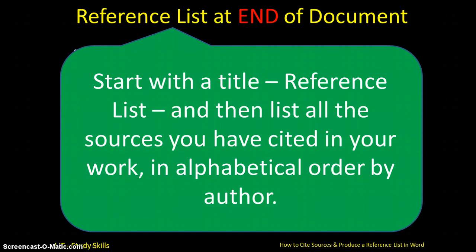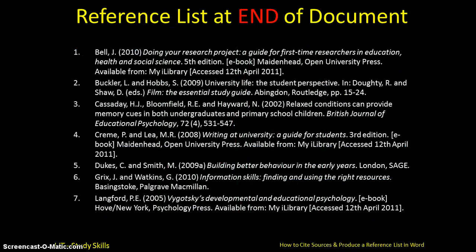If we can use Word, which I'll show you later, it becomes a bit simpler. But you basically have the title, reference list, and then you list beneath it in alphabetical order all the authors and the sources of research that you've used in your work. And this is what it might look like.